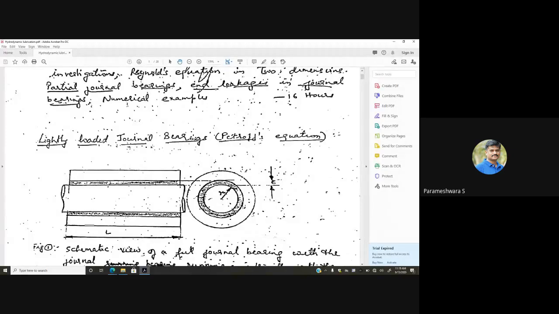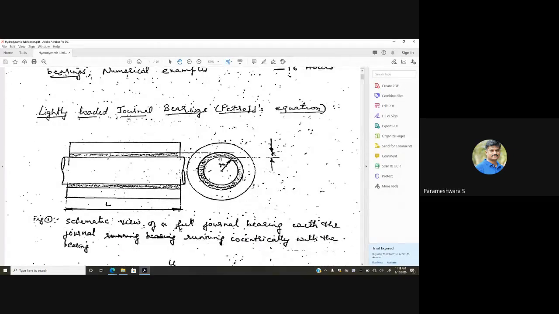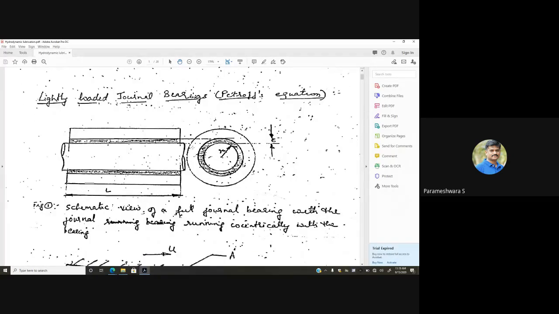So today I'll discuss hydrodynamic lubrication. What is this hydrodynamic lubrication? It is observed in the case of journal bearings. A journal is a shaft which rotates at higher RPM, and it is surrounded by a bearing block, and the space between the journal and the bearing is filled with a proper lubricant.